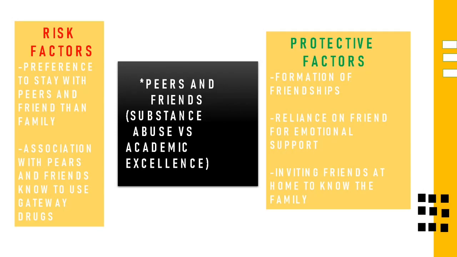Number 3. Peers and friends. Substance abuse versus academic excellence. Examples of risk factors are 1. Preference to stay with peers and friends than family. 2. Association with peers and friends known to use gateway drugs like cigarettes and alcohol.